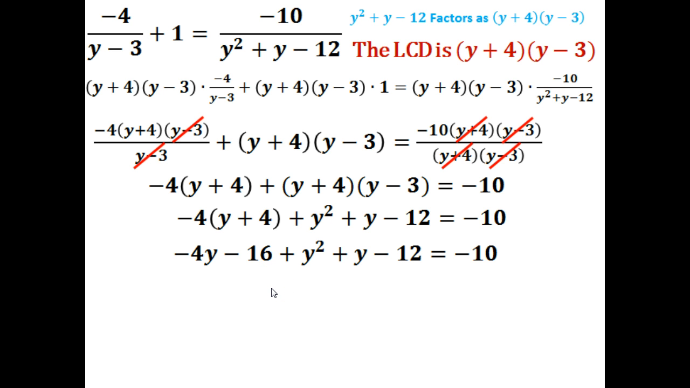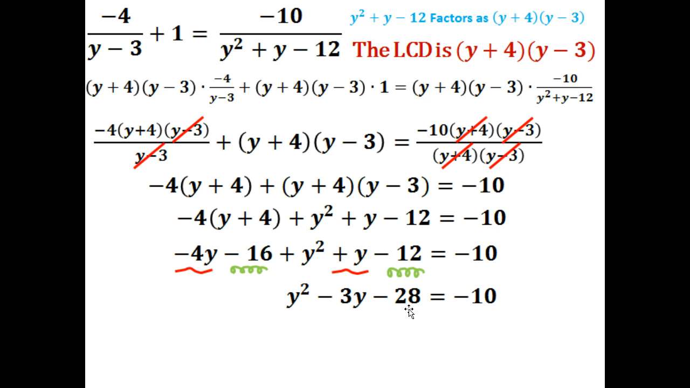Now that I have that portion done, I need to see if there's anything here that I can combine. Well, if you look right here, I've got a negative 4y and a positive y. I can combine those two for sure. And I also look over here and I see that I can combine a negative 16 and a negative 12. So now I'm going to simplify those. That gives me y squared minus 3y minus 28.